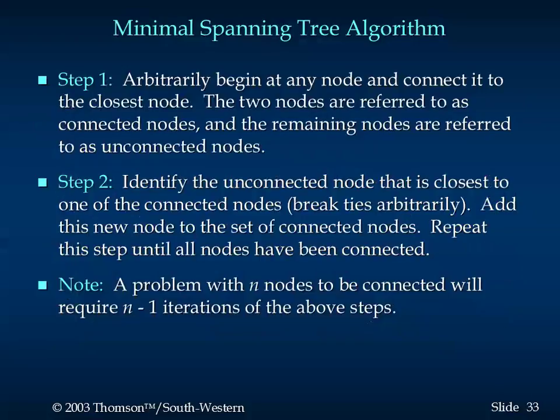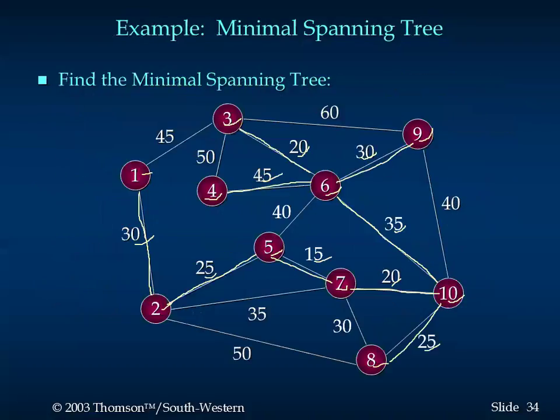All right. And it's very simple. I think this is called Kruskal's algorithm. So arbitrarily begin at any node and connect it to the closest node. The two nodes are referred to as the connected nodes, and remaining nodes are unconnected. Then identify the unconnected node that is closest to one of the connected nodes. And again, if there are two equal values, choose any one of them. Add this new node to the set of connected nodes. Repeat until all nodes are connected. So just choose things that are closer. It's like a greedy algorithm. Okay, so right, this is a greedy algorithm.